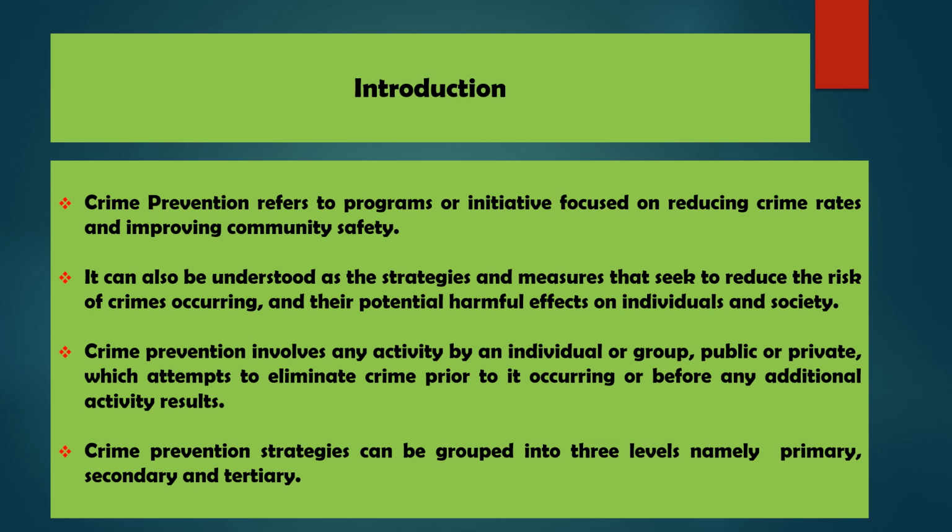Crime prevention can also mean, or it involves, activity by a person, a group, the public, and the private, which attempts to eliminate crime prior to its occurring or before any additional activity results. Again, when you look at this third definition, it is pointing to us who is likely to engage in crime prevention. An individual can engage, a group can engage, a private sector can engage, and the public can engage.